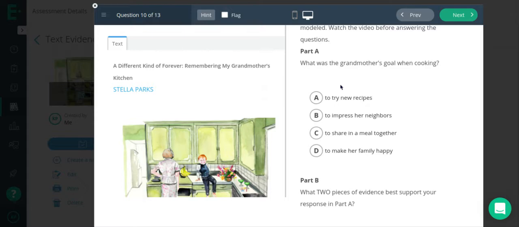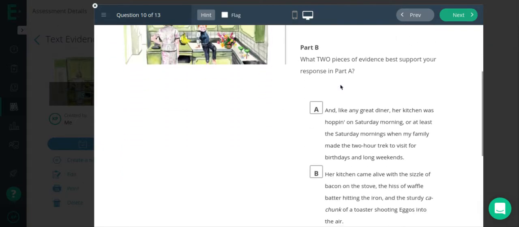Okay. So our question in part A was, what was the grandmother's goal when cooking? What did she want to do while cooking? Well, I'm going to go to part B next and try to figure out which pieces of text show me what her goal is in cooking. And notice in part B, we need two pieces of evidence, so we're getting two answers.